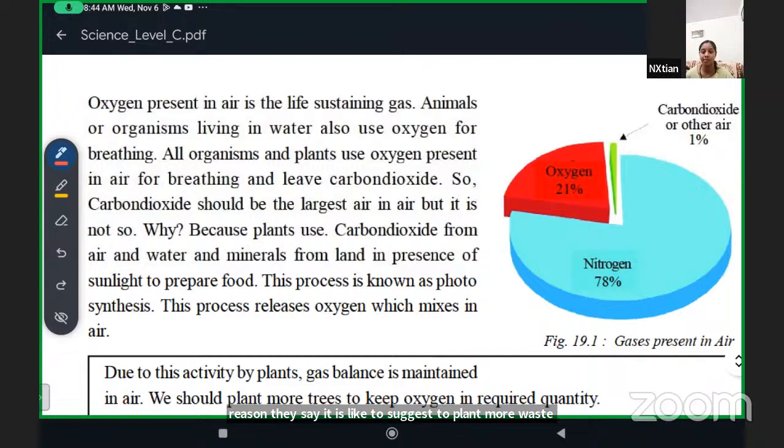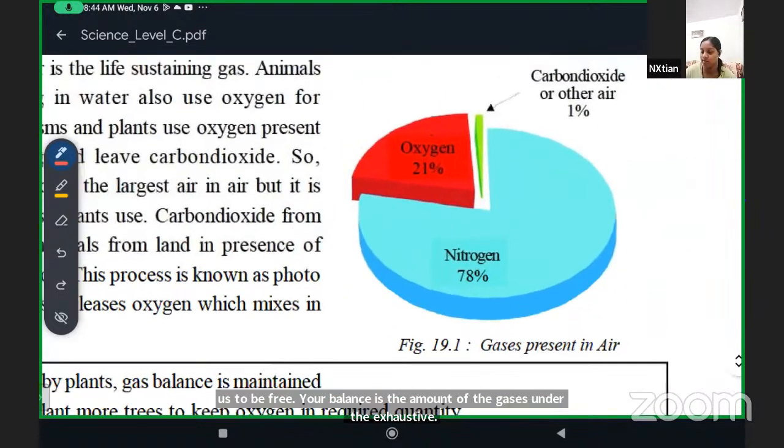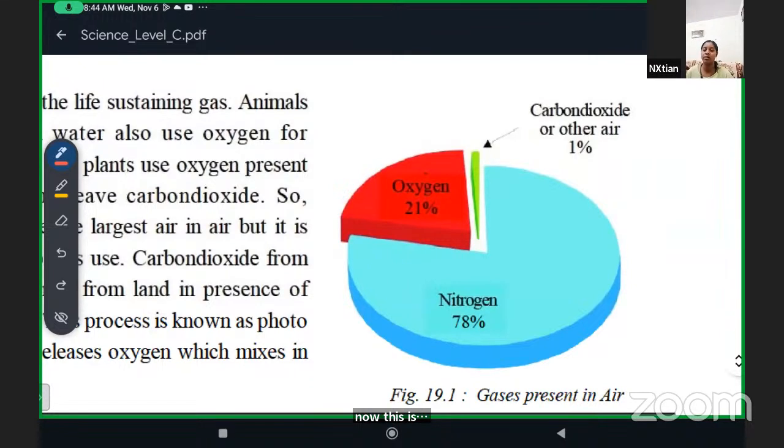the plants will give out the oxygen, right? Plants will give out the oxygen, which again helps for us to breathe. It balances the amount of the gases in the atmosphere. Now, this is a pie chart showing the composition of the various gases in the air. Now, 78% nitrogen gas we are having, 21% oxygen, and carbon dioxide or other air 1%.